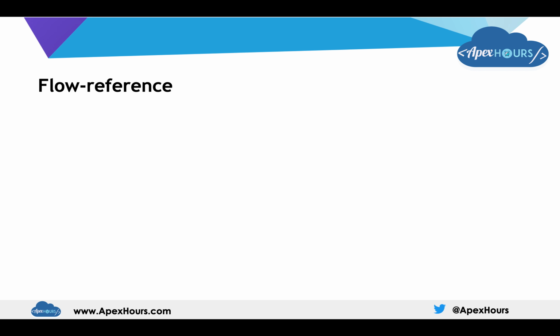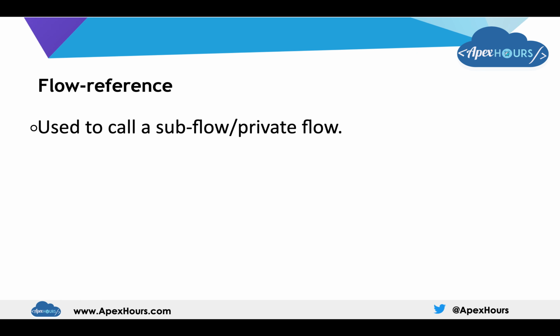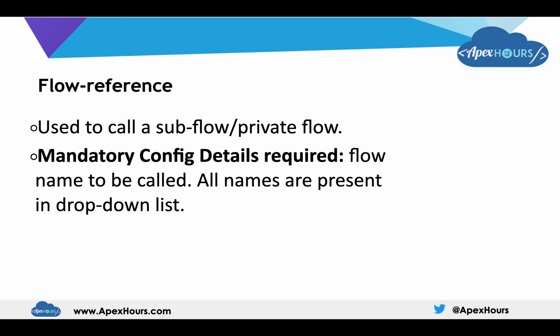Okay, without wasting time, let's discuss the flow reference. In our previous session on developing APIs, we have seen three kinds of flows: the normal main flow, the private flow and the subflow. When discussing private flow and subflow, I told you that the way we can connect to them is by using the flow reference connector. So it is used to call a subflow and a private flow.